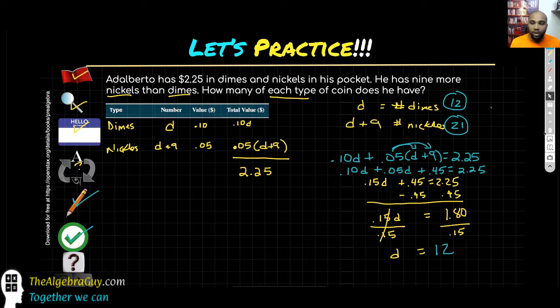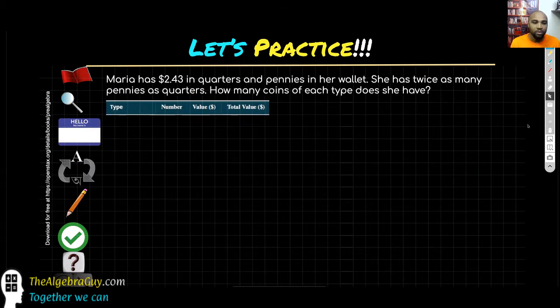Now the next problem I want to encourage you to work. And the problem is as follows. Maria has $2.43 in quarters and pennies in her wallet. She has twice as many pennies as quarters. How many coins of each type does she have? So pause it here and see if you can work this and at least get it set up as far as you can.